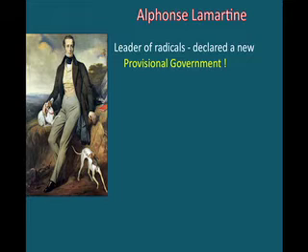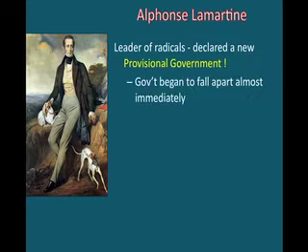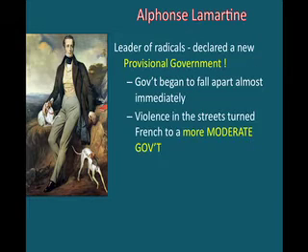Alphonse Lamartine is the leader of the radicals who declared this new provisional government, but the government unfortunately began to fall apart almost immediately, and there was great violence in the streets, and therefore the French people turned to a more moderate government, much like what happened shortly after the death of Robespierre and the establishing of the Directory. This is the same idea. A more moderate government was called for after this provisional government.